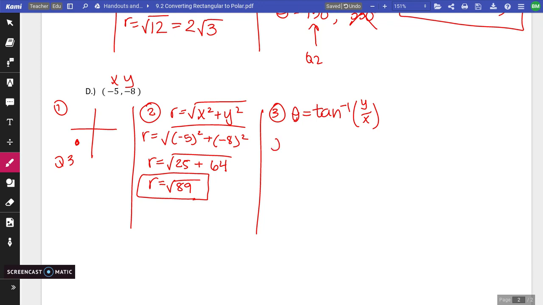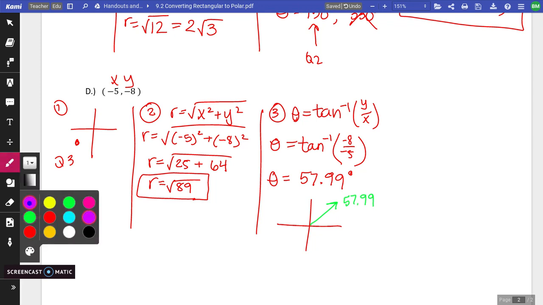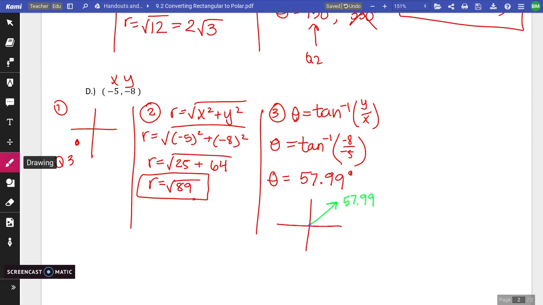This one's a little bit tricky. So if we plug in our values, inverse tangent of negative 8 over negative 5. Again, we have to type this one into our calculator because this is not on the unit circle. So theta equals 57.99 degrees from the calculator. Now when I look at this angle, 57.99 is definitely not where we want it because this is in quadrant 1. I need the angle to be in quadrant 3.